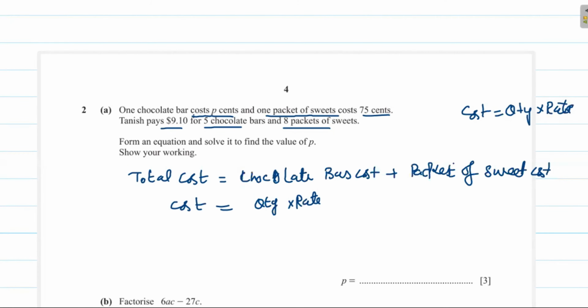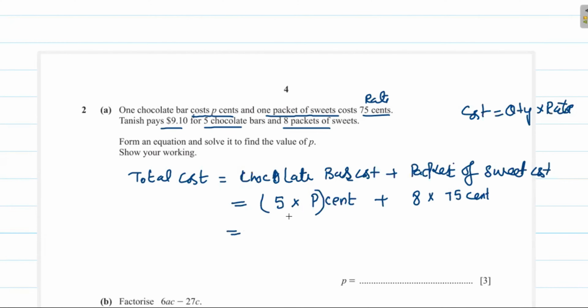Now, firstly, we see that the total chocolate bar quantity is 5 and cost is P cents. Next is packets, 8 packets, and the rate of the sweet packets is 75 cents. Now you can see here that's equal to 5p plus 8 multiplied by 75, that is equal to 600 cents. Now this value is in cents, you see here the total cost here is $9.10.